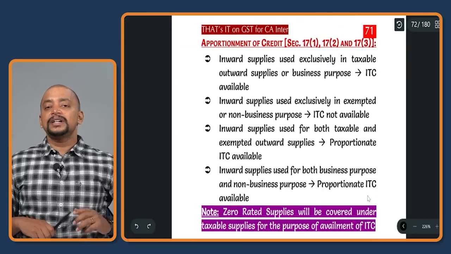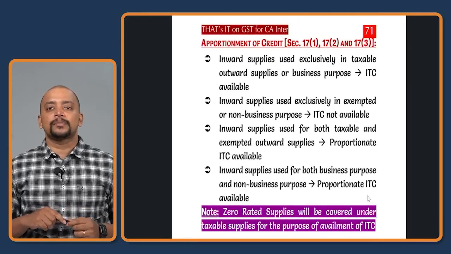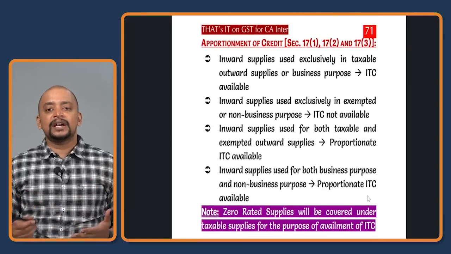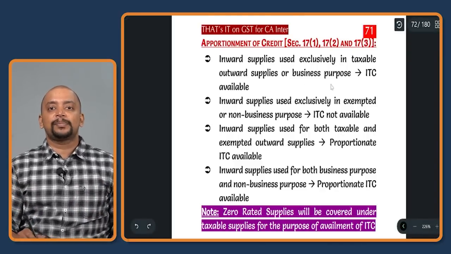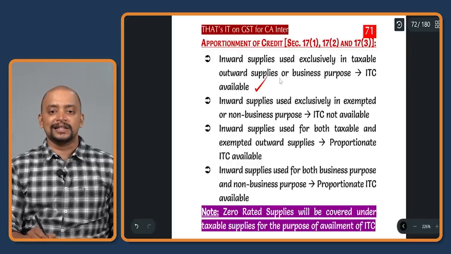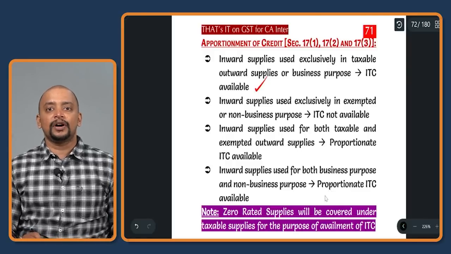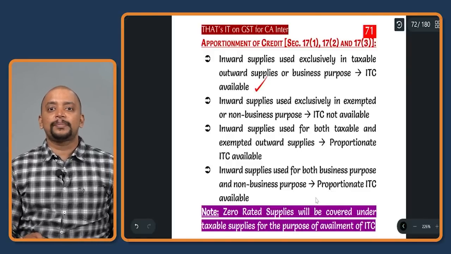Then 17 subsection 1, 2 and 3 talks about apportionment of credit. In that, what we have learnt is that if inward supplies are used for taxable outward supplies or business purpose, you can take the ITC. If inward supplies are used for exempted outward supplies or non-business purpose, ITC not available.